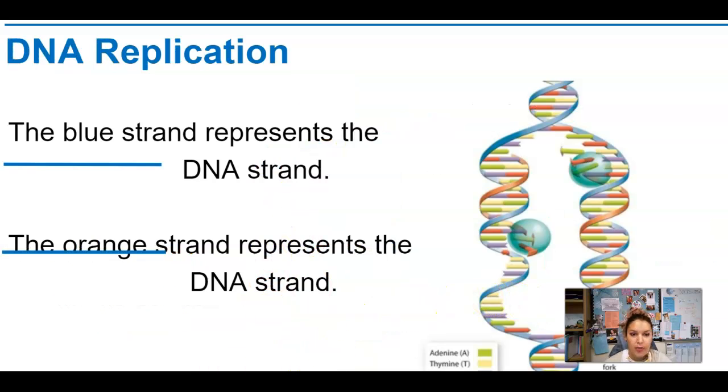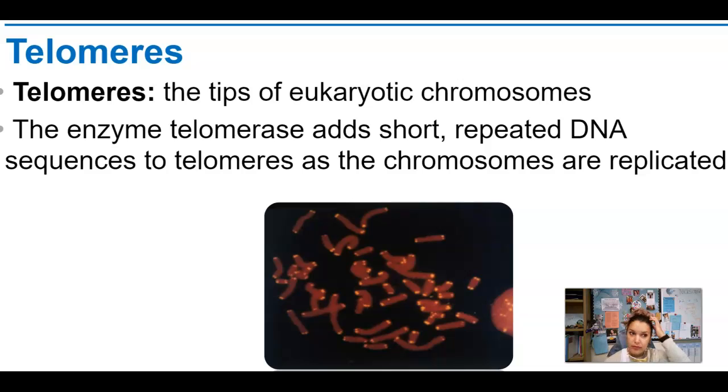The blue strand represents the original strand, and the orange strand represents the new one. So this orange strand is the new one being replicated. Every piece of DNA will always have one original strand and one new strand when going through replication.